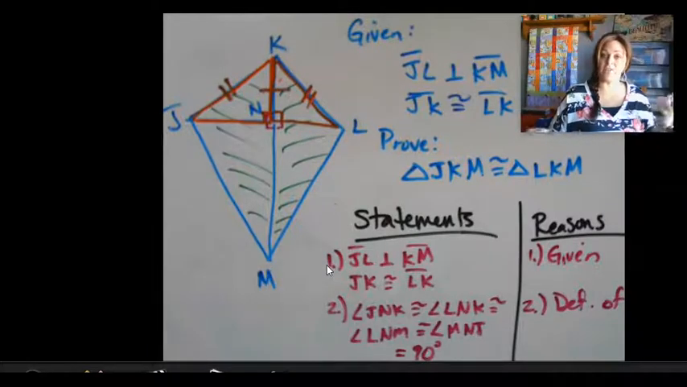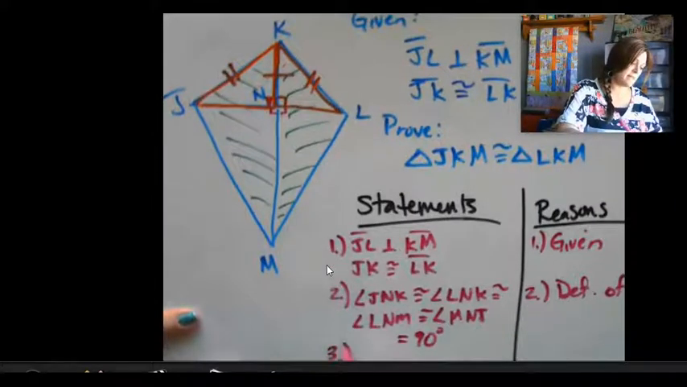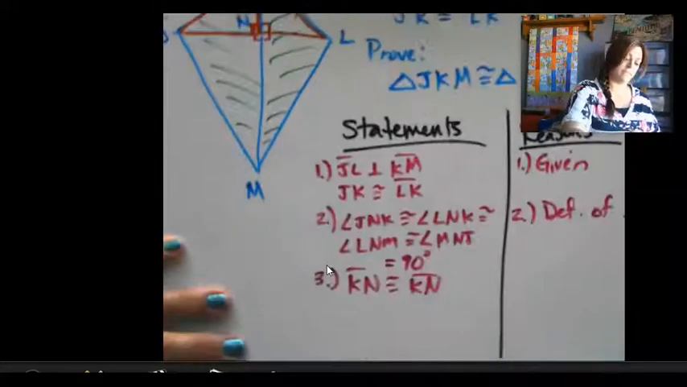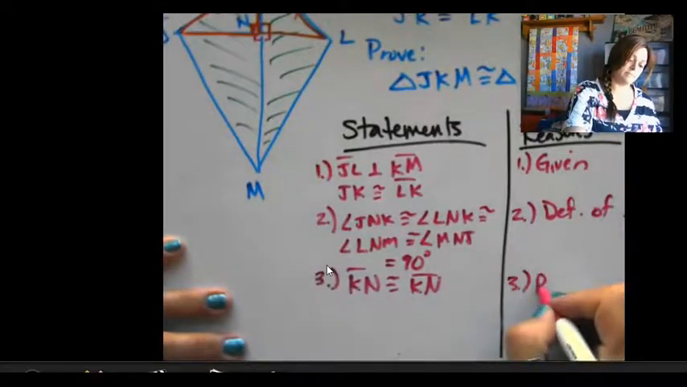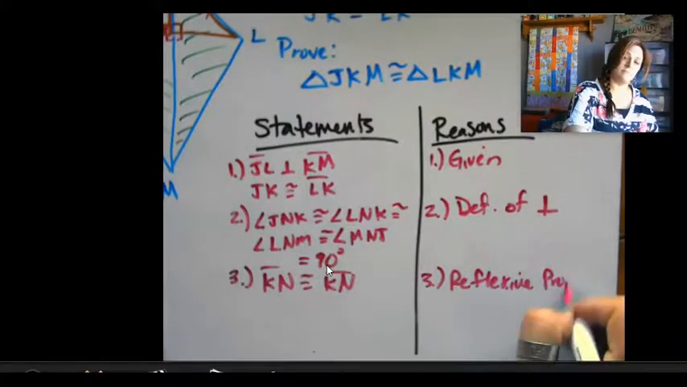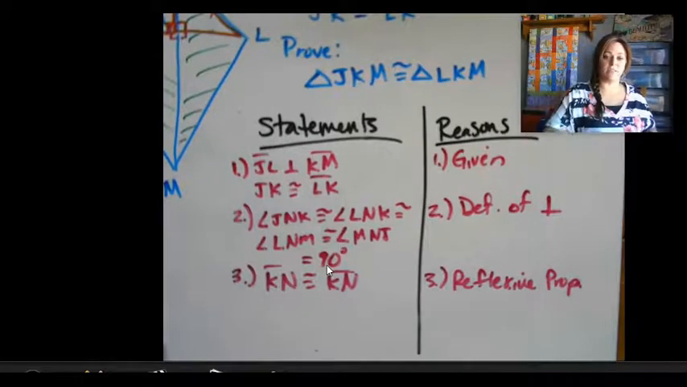I'm going to say, hey, these are sharing a side. There's a rule for that. When they share a side or share an angle, you can use the reflexive property. So I'm going to say KN is congruent to KN by the reflexive property. Okay, those are congruent. Now, look at those two triangles that I did in orange.